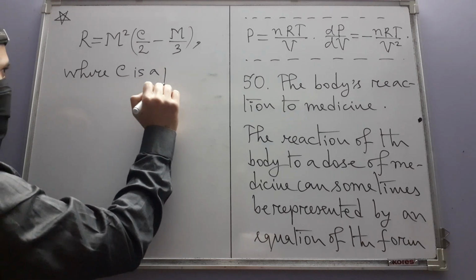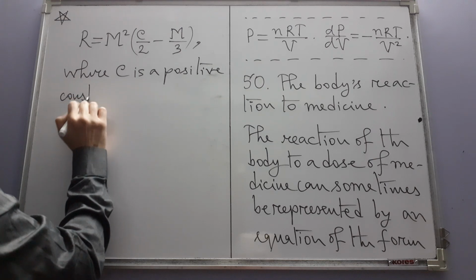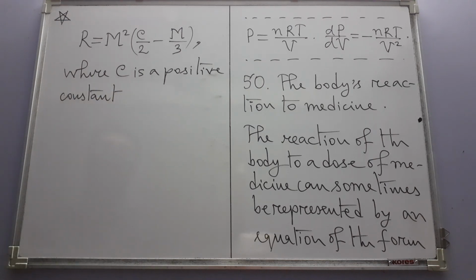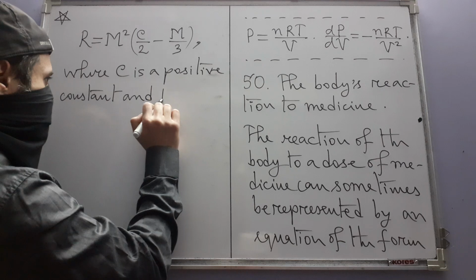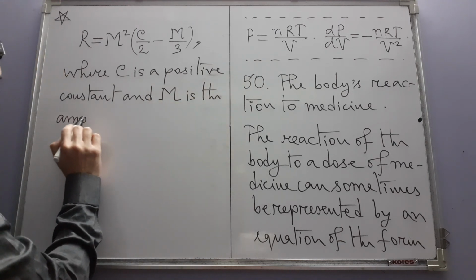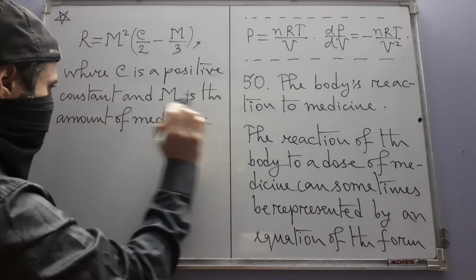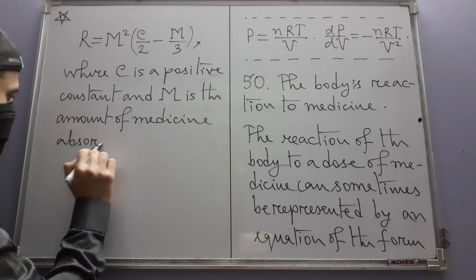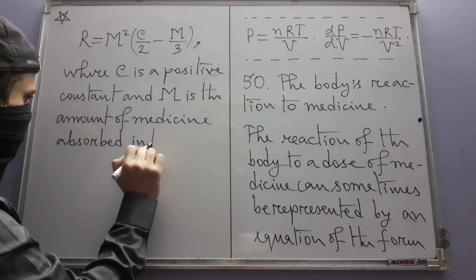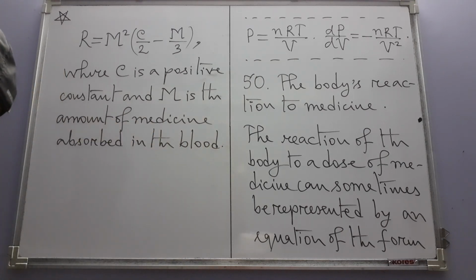C is a positive constant, and what are M and R? M is the amount of medicine absorbed in the blood. All right.